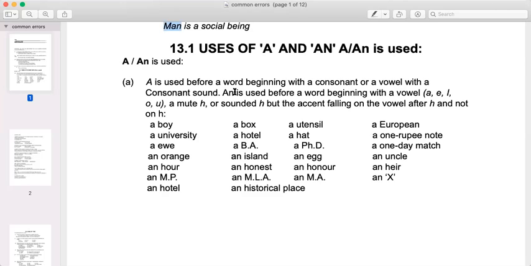Now, what we need to remember is that a word might start with a vowel, but if the sound produced by the word is a consonant, then it will be taking a. Now look at this particular example: a utensil. U here is a vowel, but the sound produced by U is that of Y. Hence it is taking a, as it starts with a consonant sound.